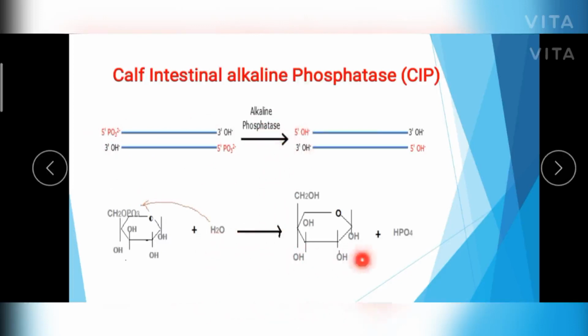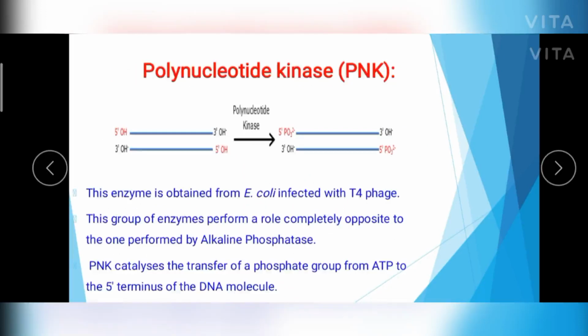The same is represented here. The phosphate group is present on the 5' carbon atom. That is modified to a hydroxyl group in the presence of alkaline phosphatase. The next enzyme is polynucleotide kinase. This enzyme works in exactly the reverse manner to that of the phosphatase.